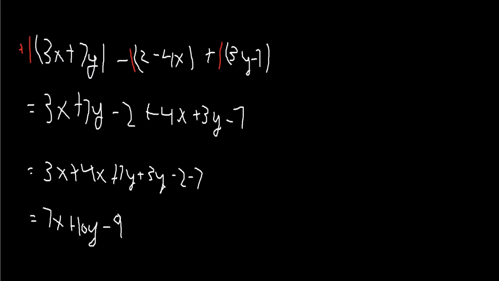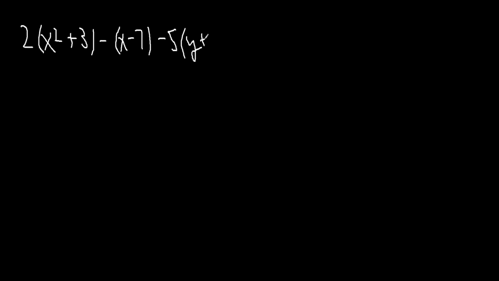If we look at another example, in this example here we have 2 times (x squared plus 3) minus (x minus 7) minus 5 times (y plus 4) plus 3 times (x plus 1). So again, you have to take care of our brackets. We have to get rid of our brackets by multiplying them out.